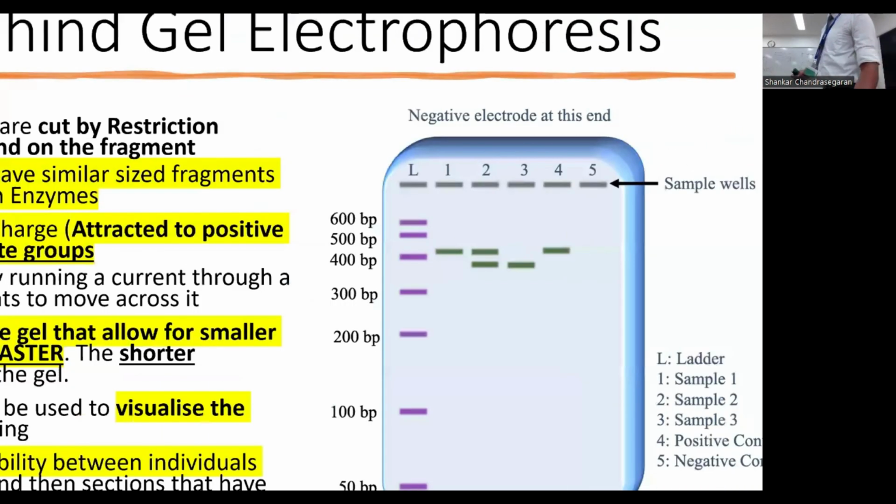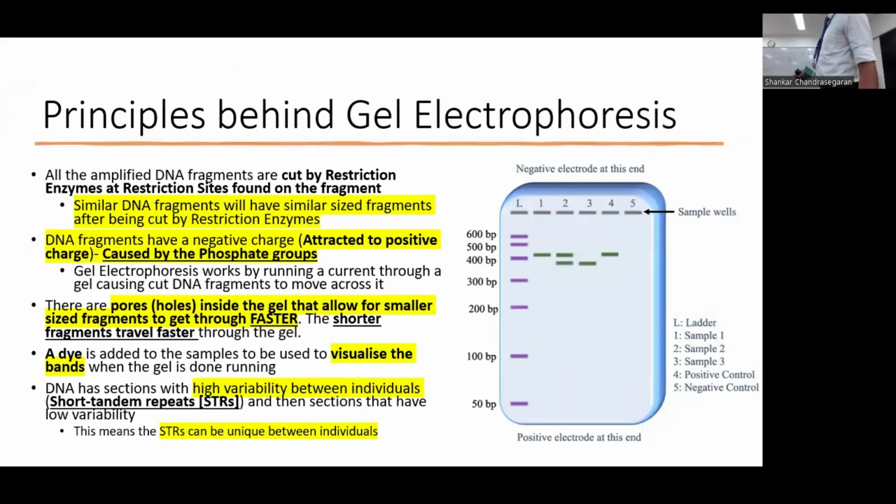Let me go through the next principle, which is, so essentially similar DNA fragments will have similar size fragments after being cut by the restriction enzyme. So that's why they can be used to identify each other. Okay, essentially the result that they will both generate will be the same. So we can use that as a comparison to find out against an unknown and the known.